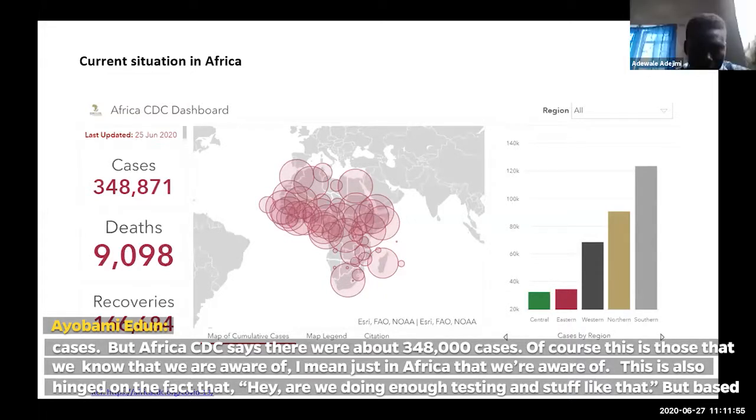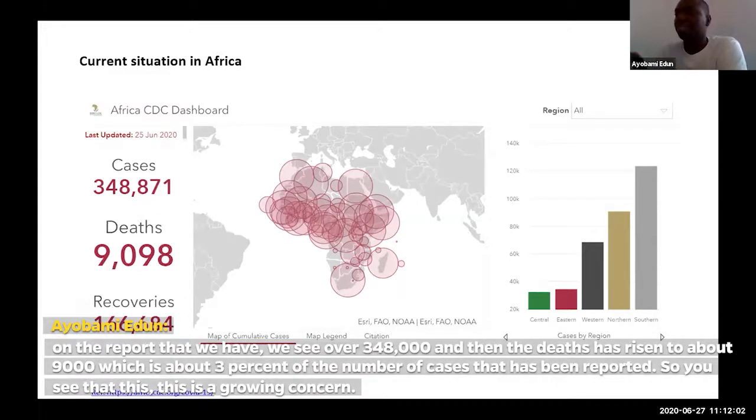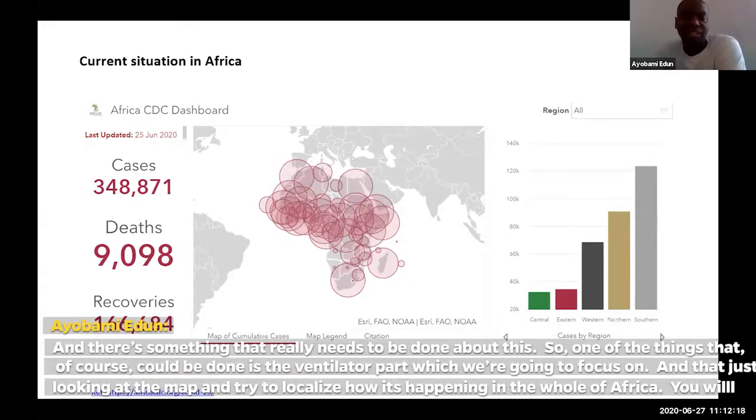Of course, this is also hinged on the fact that, hey, are we doing enough testing? But based on the report that we have, we see over 348,000 cases, and then the deaths have risen to about 9,000, which is about 3% of the number of cases that have been reported. So you see that this is a growing concern, and something really needs to be done about this.